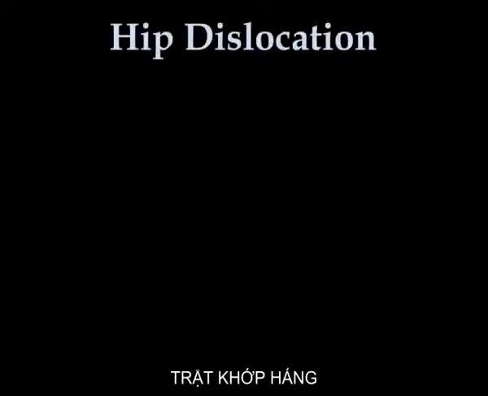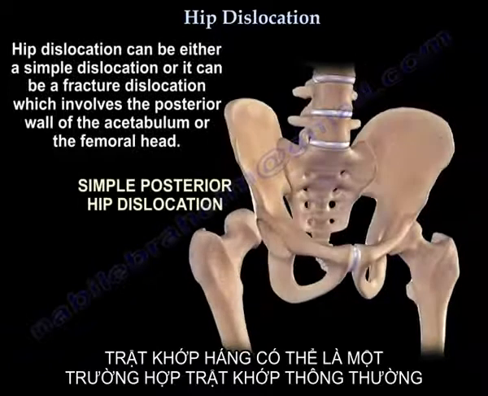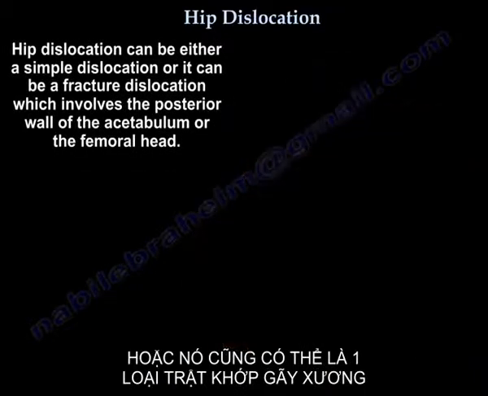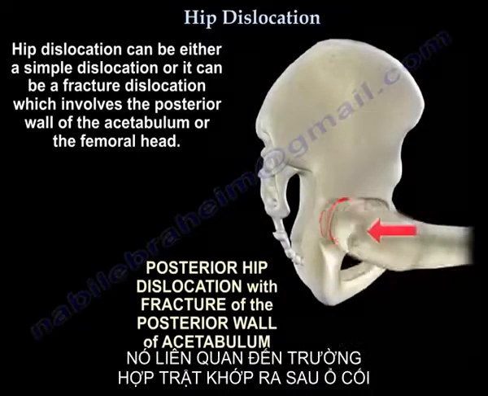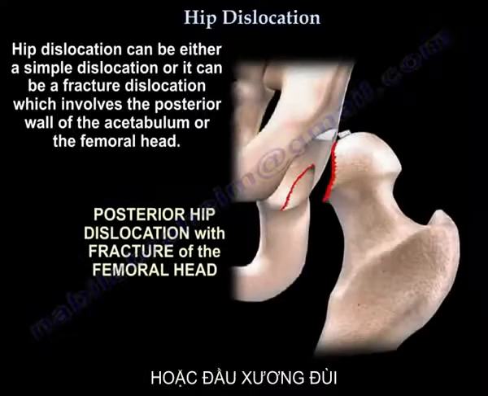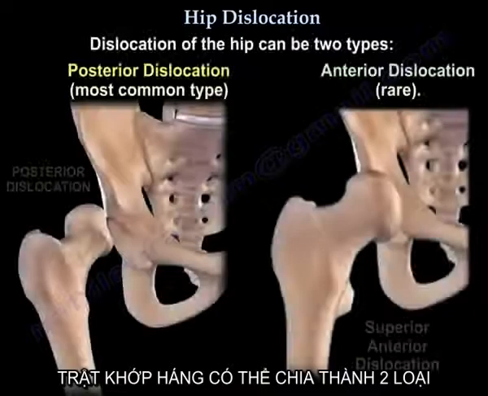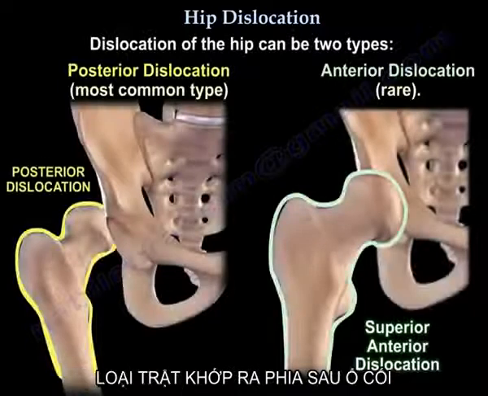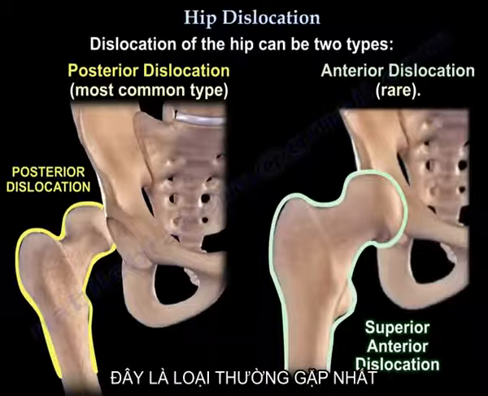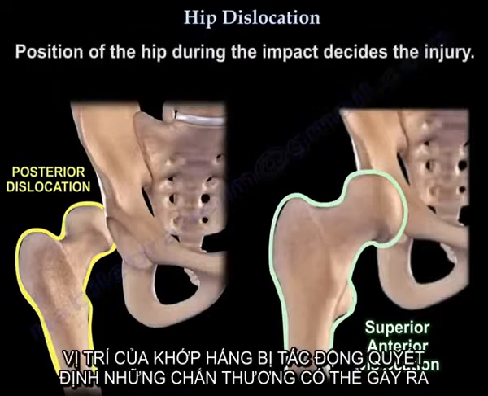Hip dislocation. Hip dislocation can be either a simple dislocation or it can be a fracture dislocation, which involves the posterior wall of the acetabulum or the femoral head. Dislocation of the hip can be two types. It can be a posterior dislocation, which is the most common type, or an anterior dislocation, which is rare. The position of the hip during the impact decides the injury.